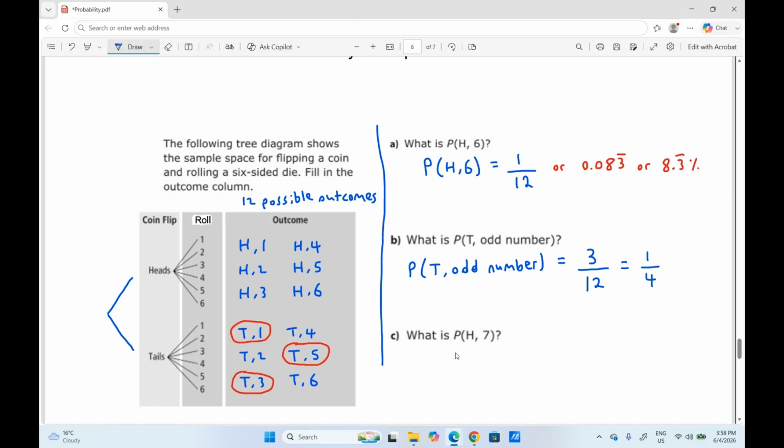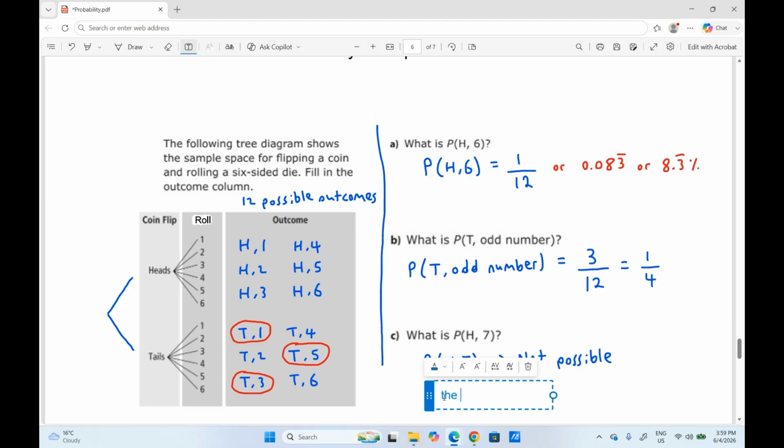Now for C, it asked me, what is my probability of flipping a coin and getting heads, and then rolling a dice and getting the number 7? So for this one, I'm going to say not possible. And the reason it's not possible is because the number 7 doesn't exist on the six-sided dice, right? That's why this would be a question that I can't possibly answer.